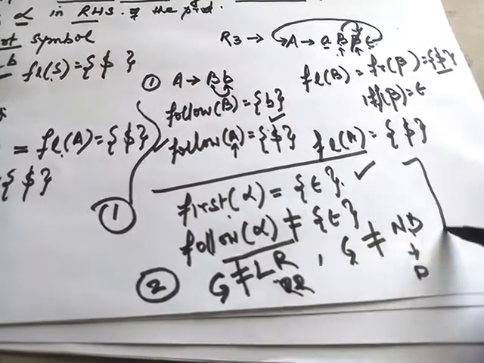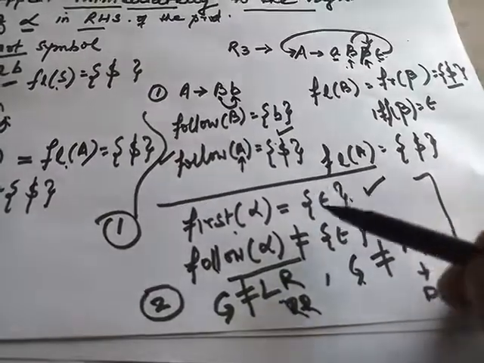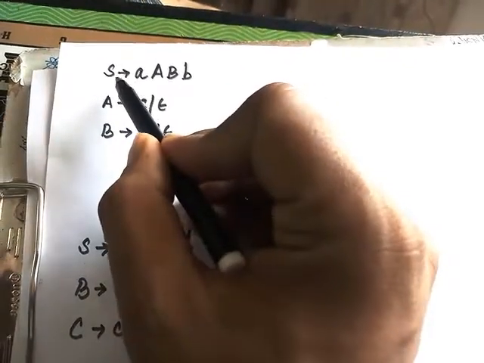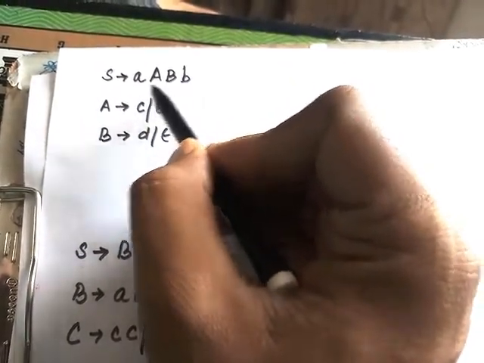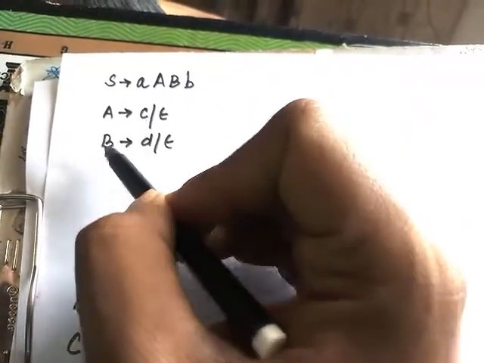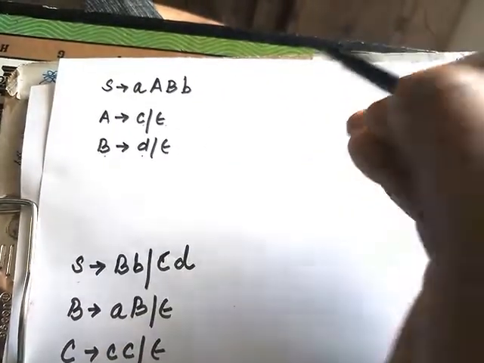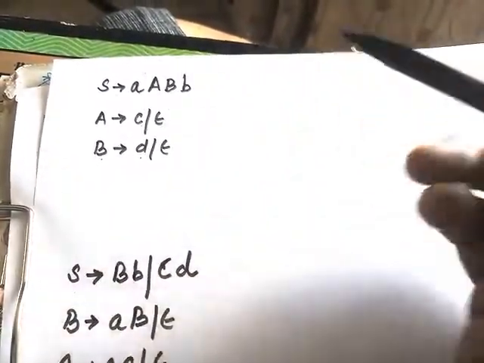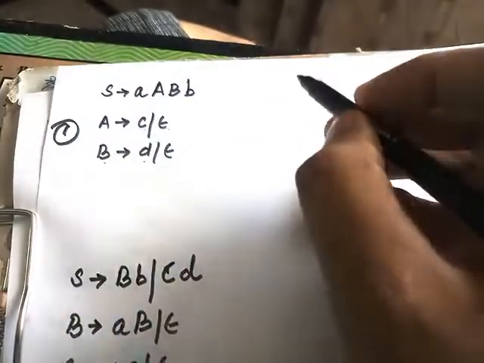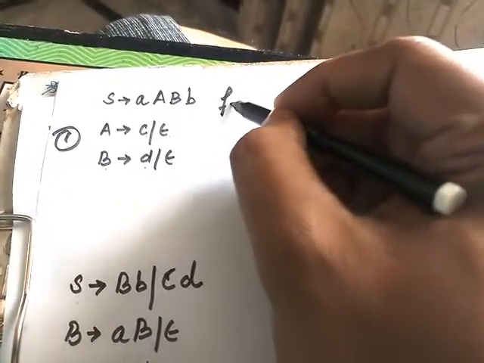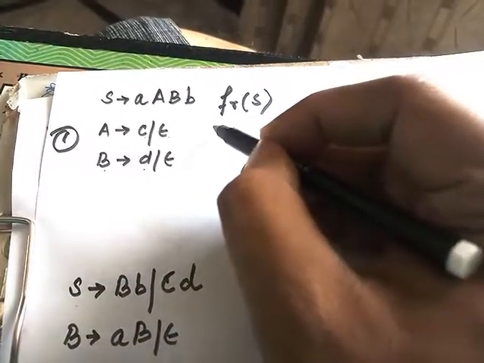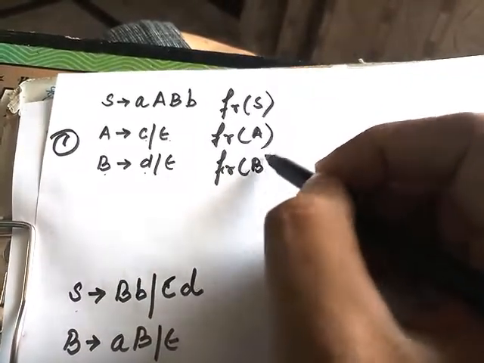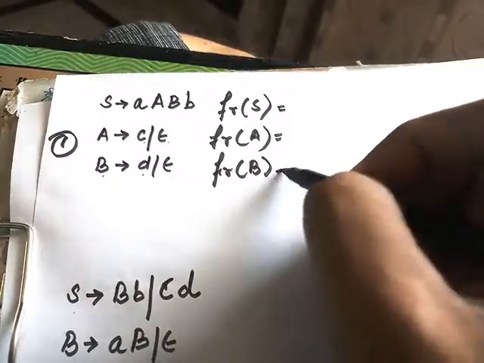So we'll take some examples also to see the basic understanding of these two functions. Okay, let's have a production. We have the production S generates A B, A generates C and epsilon, B generates D and epsilon, and you are supposed to find out the first of each and every non-terminal in this grammar. This is the first example that we will discuss. So you have to calculate first of S, first of A, and first of B.